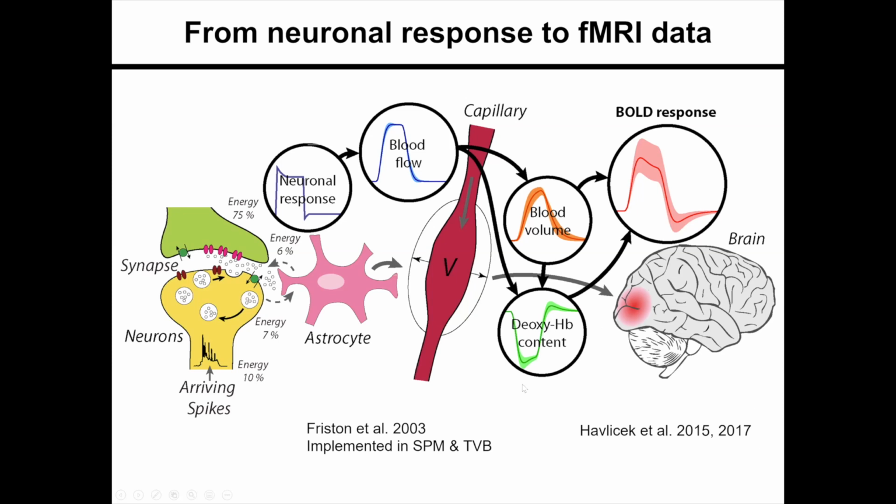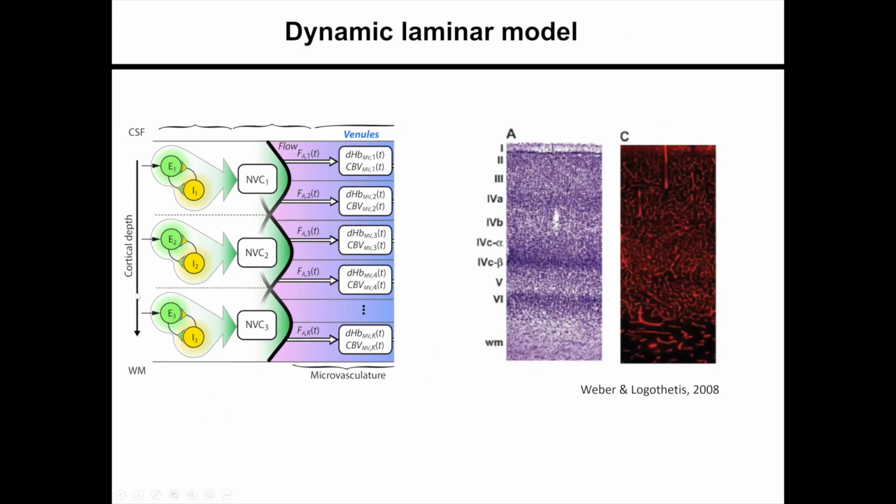Now, if we go to higher resolution with CSF on top and white matter on the bottom, then we have neuronal activation distributed over the cortical depth, represented by excitatory and inhibitory neurons. Again, in the same way, neurovascular coupling changes blood flow, deoxygenated hemoglobin, and blood volume. Now, the previous model I have shown would correspond to one layer of neuroactivity and vascular changes. However, when we go to high resolution fMRI, we have encountered an additional problem.